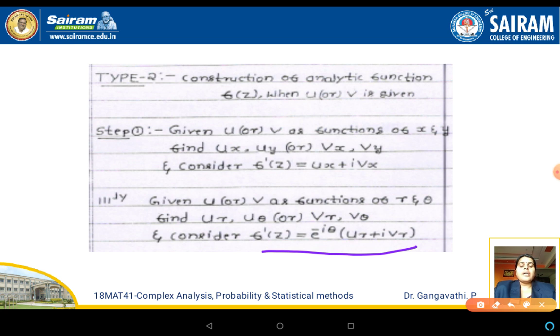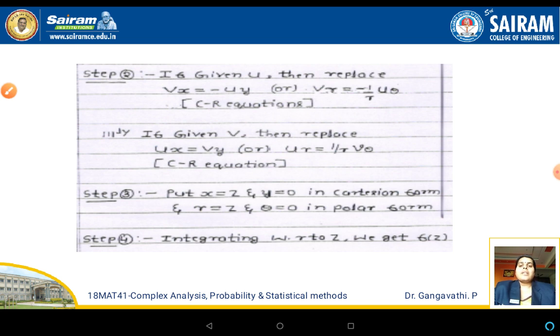So remember, f dash of z is equal to ux plus i vx if the given equation is in the Cartesian form, and the same f dash of z in polar form is e to the power of minus i theta times (ur plus i vr). We need to remember this difference between the Cartesian form expression and the polar form expression. So that is our step 1.